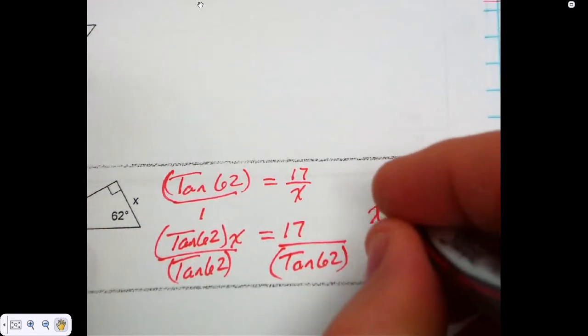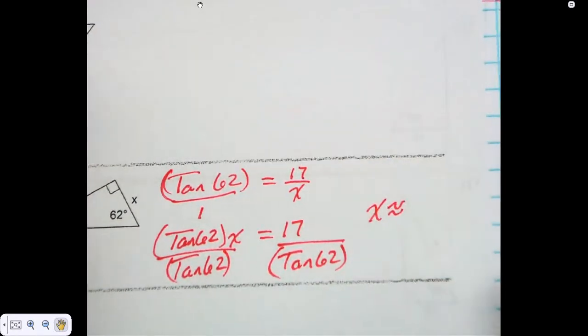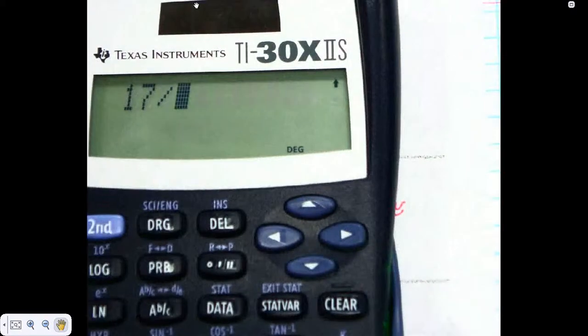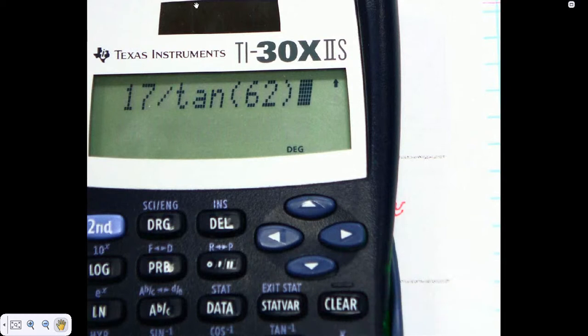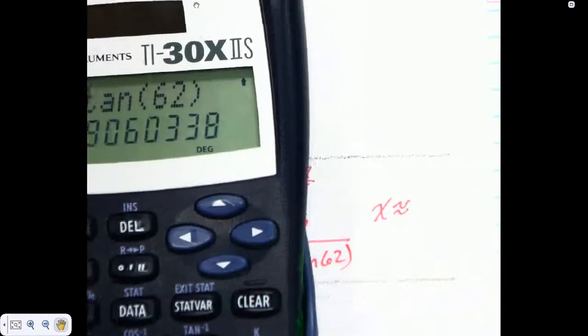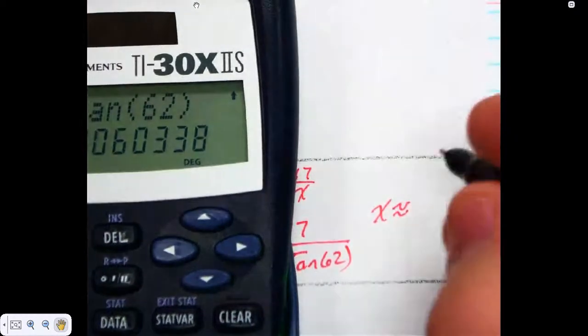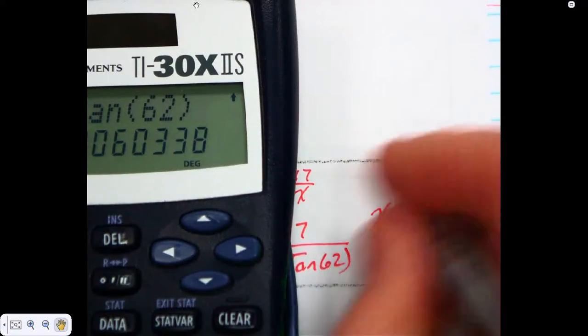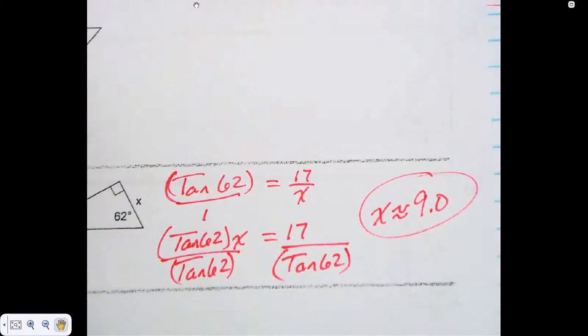I like using approximately when I'm rounding anyway. What are we going to do? We're going to put that into our calculator, aren't we? We're not going to use inverse here. We're just going to say 17 divided by the tangent of 62. Correct? Press equals. 9.0. Is that your answer? Yep. As far as solving equations go, this is pretty easy, isn't it?